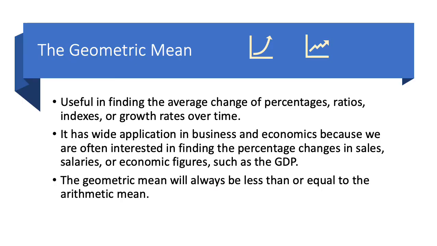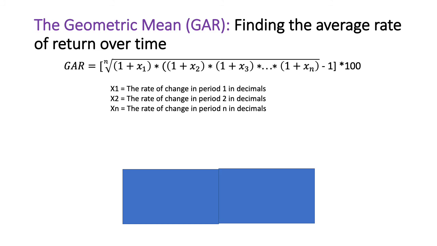The second type of mean is the geometric mean. This is useful in finding the average change of percentages, ratios, indexes, or growth rates over time. It has wide application in business and economics because we are often interested in finding percentage changes in sales, salaries, or economic figures such as GDP. The geometric mean will always be less than or equal to the arithmetic mean, which is what we used in the previous section. How do we find the geometric mean?